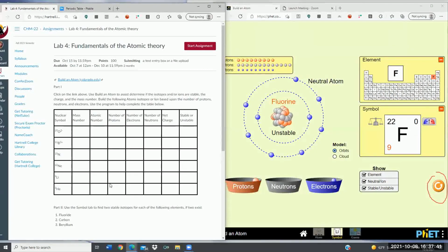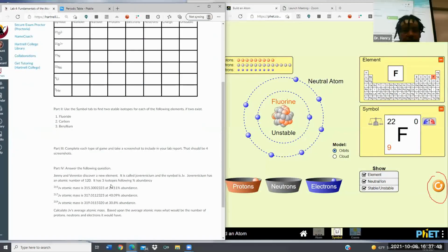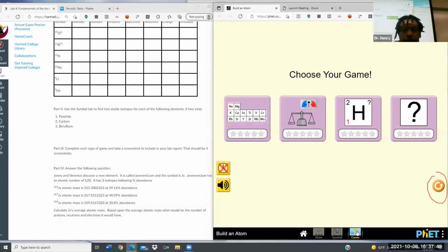And then the next part is if you go to the 3rd tab, which is game. What you're going to do is all 4 games. You're going to complete the 4 games. They're going to give you your score, your points. So you want to take a screenshot after you get each of the 4 games. Okay? And then the very last one is that you want to answer this last question.